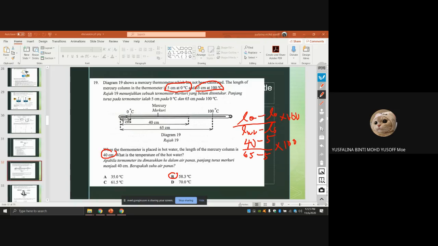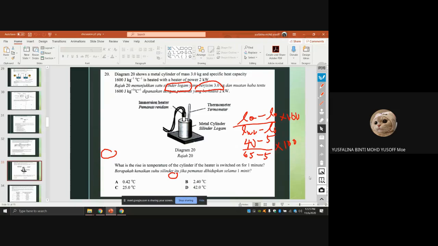And this one, the formula you need to remember, it's not given. Okay, move on to the next question.